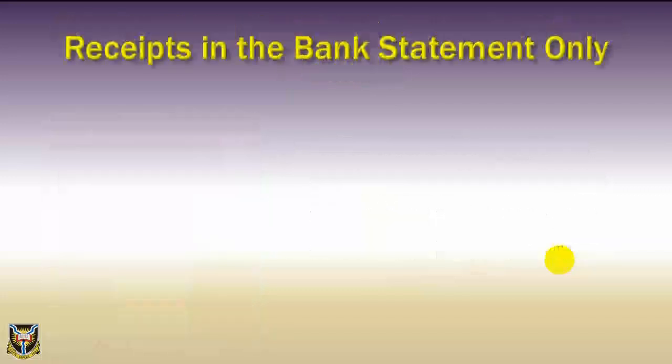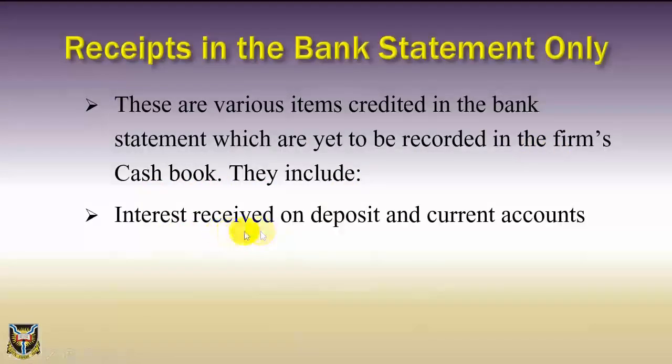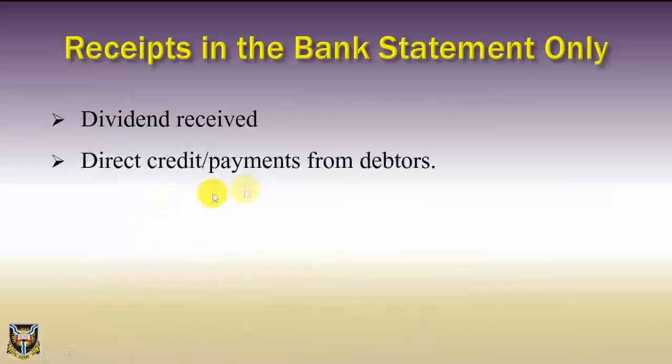Receipt in the bank statement only. These are various items credited in the bank statement which are yet to be recorded in the firm's cash book. They include: 1. Interest received on deposit and current accounts. 2. Dividend received. 3. Direct credit. These are amounts received directly into the bank account from debtors who had been instructed to pay directly into the firm's accounts.